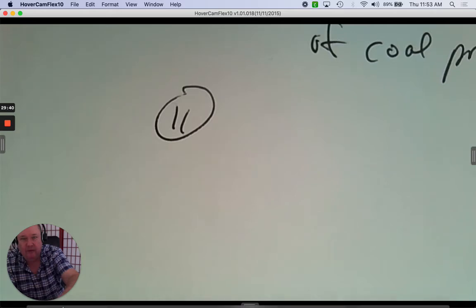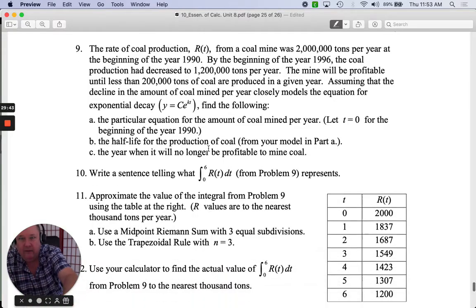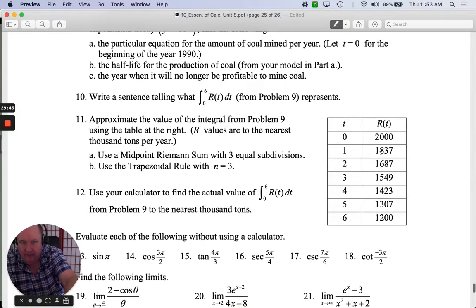So let's make sure we're looking at the same thing. So here's our table to the right. This is in thousands. So that's not 2,000, but 2 million. That's the initial production, and then it goes all the way down from there. So you should add 3 zeros to everything you see when it says 1,000 tons per year to the nearest that. Okay. So what would a midpoint Riemann sum, what does that mean even?